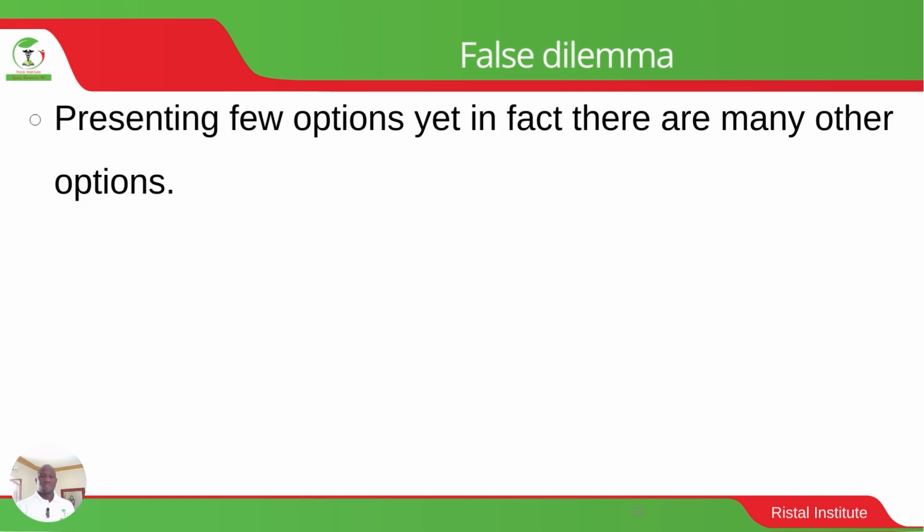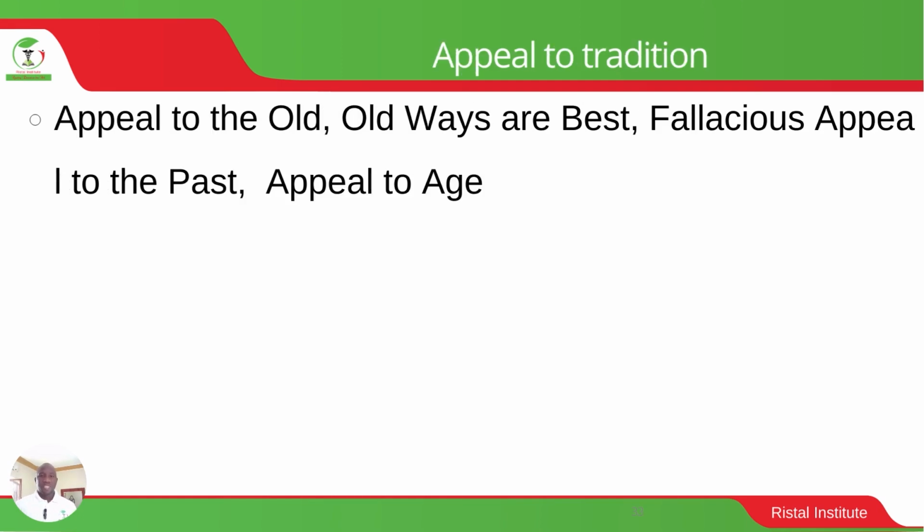False dilemma is what we talked about earlier on, saying that there are only two alternatives, yet there are actually more alternatives to explore. Appeal to tradition, saying, because my laptop is very old, I've been with it for the last 10 years, it is the best. There is no laptop that is actually better than this.